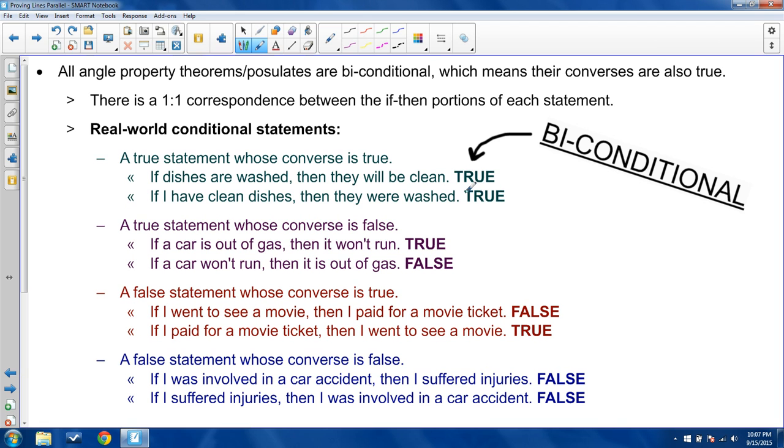I guess that's also true unless you buy them from the store, in which case I hope they were also kind of washed, but you know what I mean. Those are both true. Now, a true statement whose converse is false. So a true statement: if a car is out of gas, then it won't run.